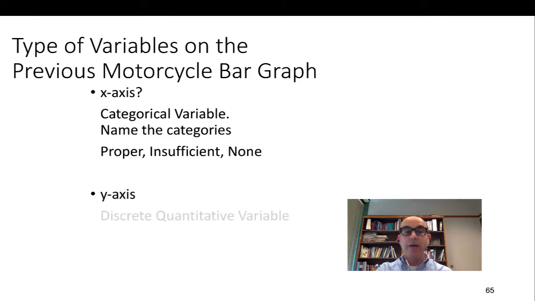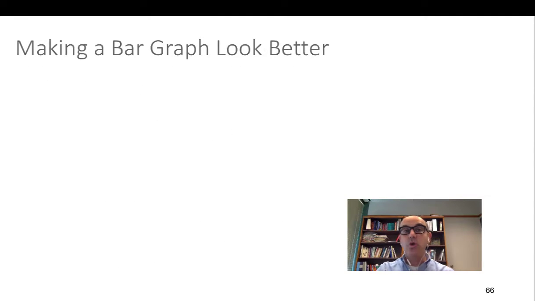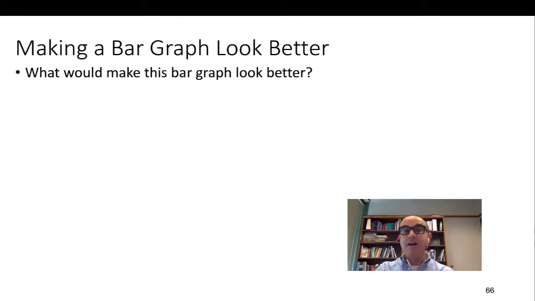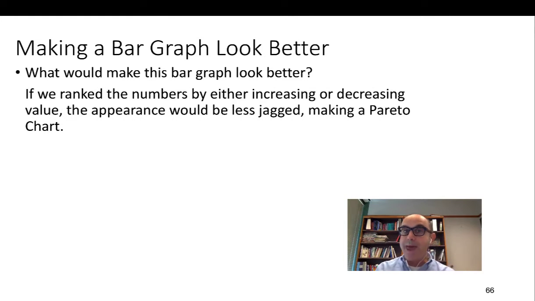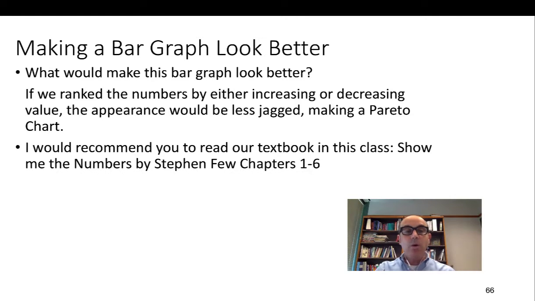So again, categorical and how to apply that. Making the bar graph look better: how would we make the graph look better? If we rank the bars by either increasing or decreasing value, that would be more appropriate than making a histogram, and I will talk about that later in module number 4. But for now I recommend that you go over chapter number 5 in this textbook and see what he recommends, and I will talk about his recommendation in the next module.